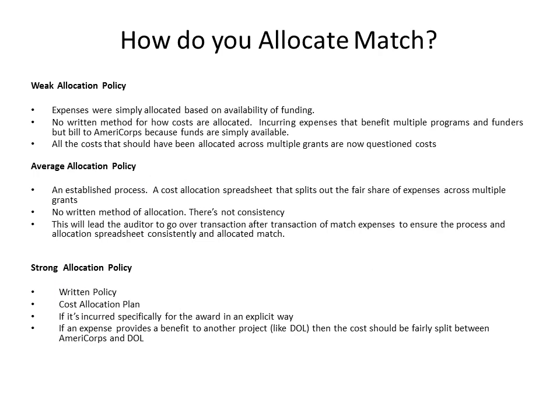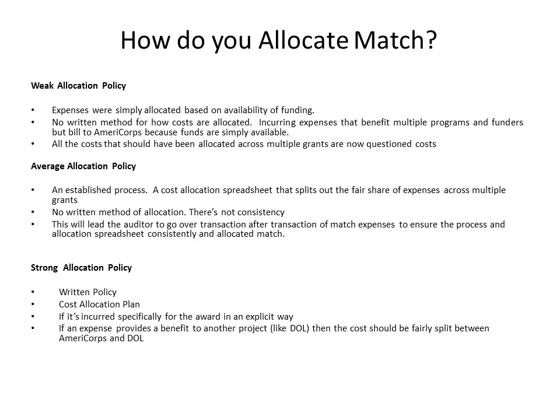So a weak allocation policy would be that expenses are simply allocated based on what funds are available. There's no written method, therefore an auditor can come in and question all costs. An average policy would be that a program has some sort of established process. They have a cost allocation spreadsheet that splits out the fair share of expenses across multiple funders. The only thing missing is the method is not written. There's no consistency, therefore an auditor can go in and start questioning costs.